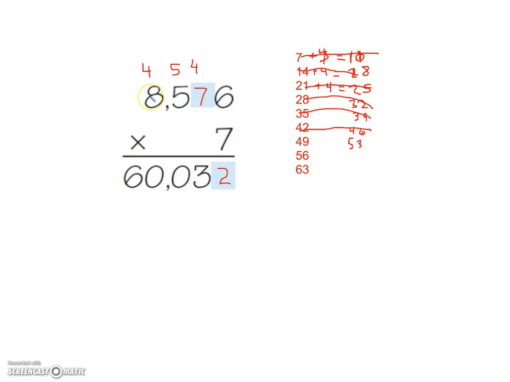7 times 8 is 56, and then I add the 4, and then I get 60. So that was right. It's 7 in this space and 2 in this space. And so that's one way you can do a problem like this. You will see a problem like that on your homework.